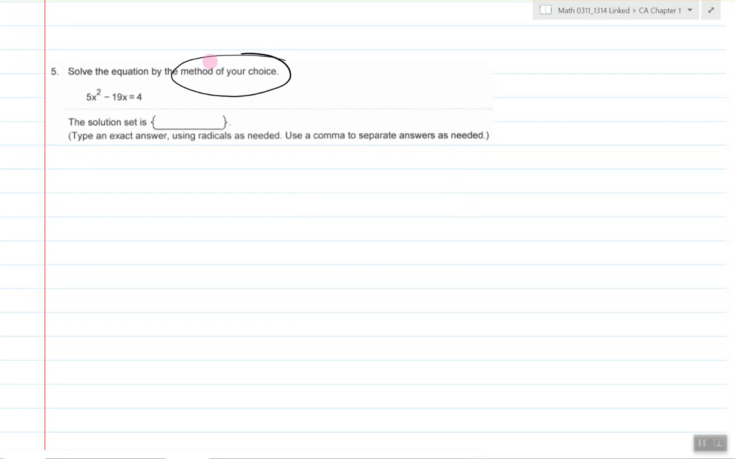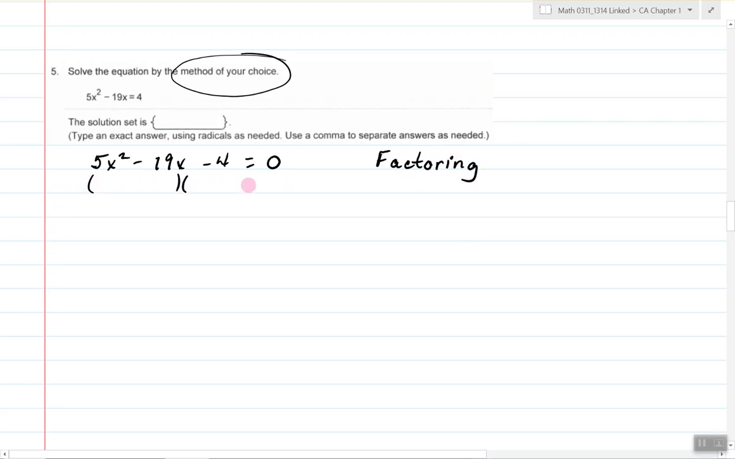All right, this first one, I'm going to try it. Let's see. I believe I will set it equal to 0 because with that 5 there, it's not going to be friendly for completing the square, and it's definitely not ready for the square root property. So if I move the 4 over, I get 5x squared minus 19x minus 4 is equal to 0. I would say that the best choices right now are either factoring or the quadratic formula. And I believe this is going to work by factoring. So I'm going to try it that way. You certainly could have used the quadratic formula.